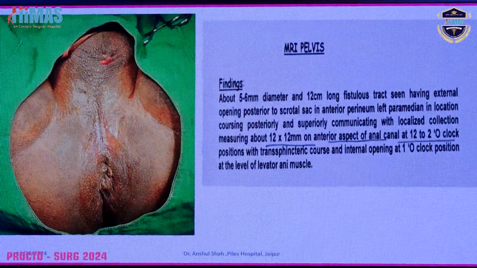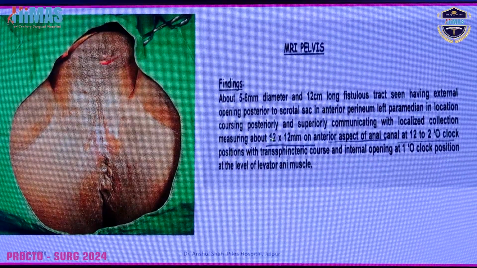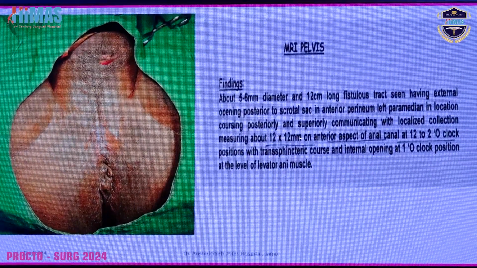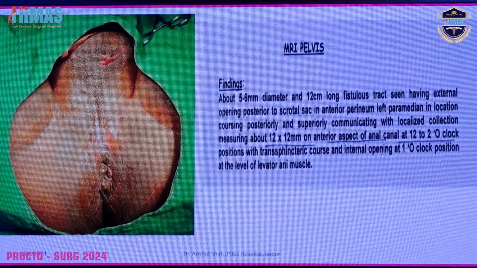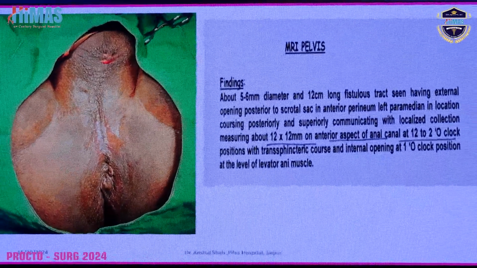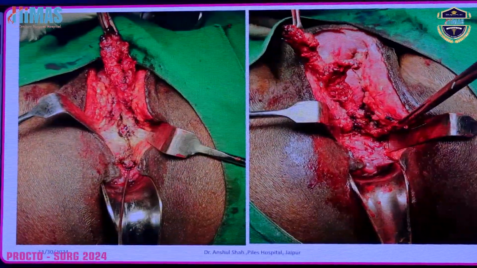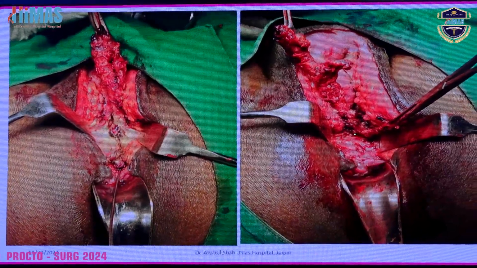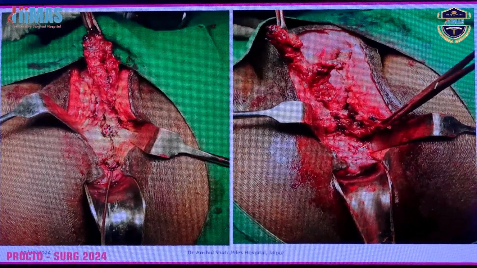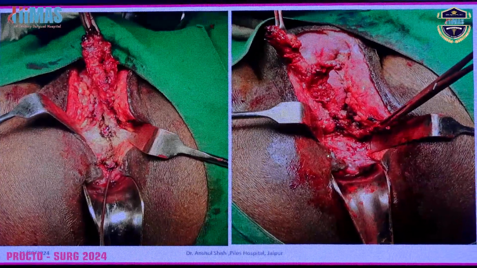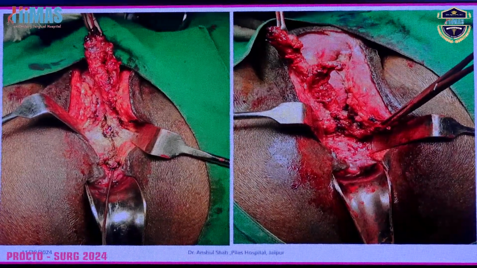But there are some problems, like this is a similar case, and this is having a collection, as you can see over here. There is a 12 to 2 o'clock collection inside. So if any collection is there inside, and also at times we are having a supralevator portion, as you can see, which is going inside. So if you do a laser of this tract and you do this excision of this tract, but the supralevator portion is left inside, then it will lead to recurrences again.